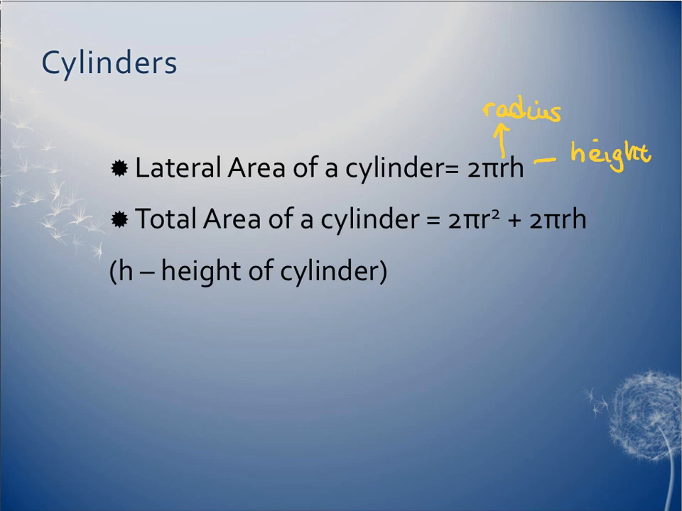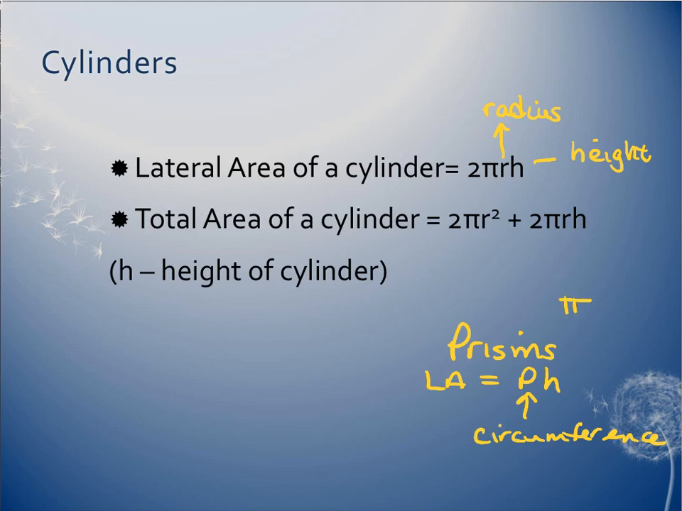Now, if you think about it, it's sort of like a prism. Before, when we talked about prisms and did the lateral area, it was the perimeter times the height. Well, the perimeter of a circle is really the circumference. So this perimeter here is really like the circumference of a circle. So the lateral area would be 2 pi r times height. So this is your perimeter, but it's really circumference.